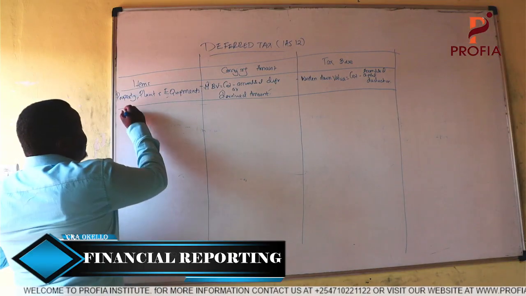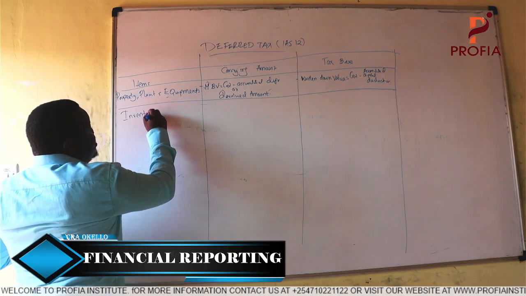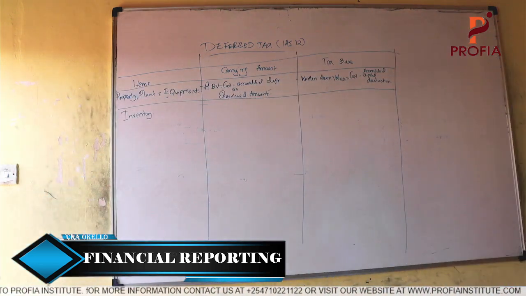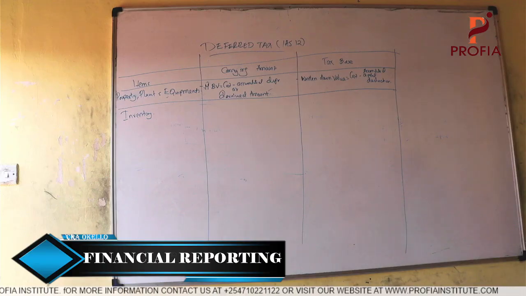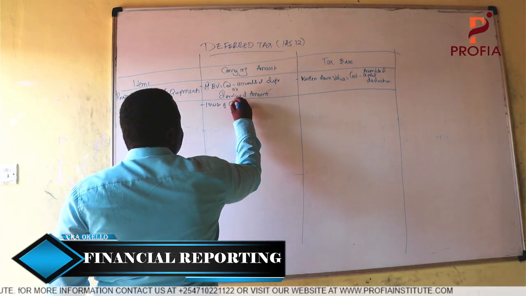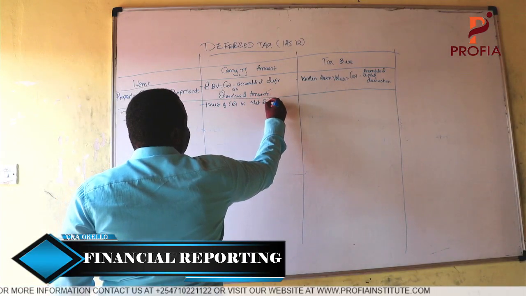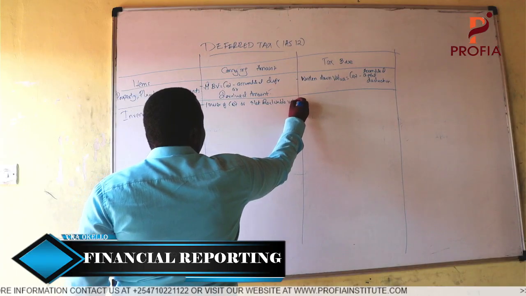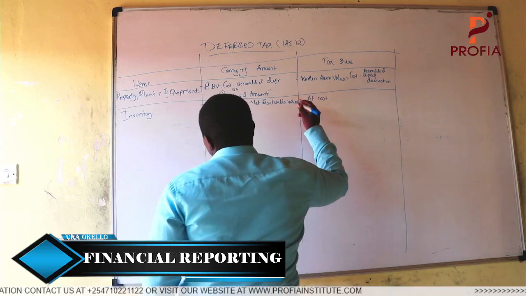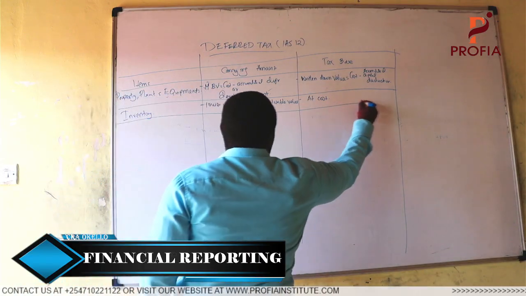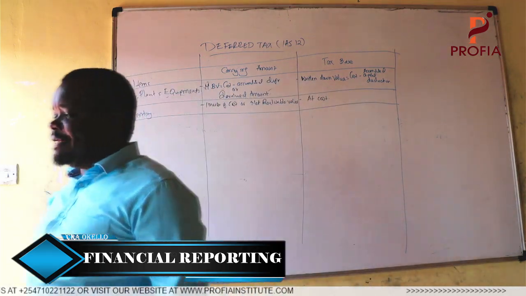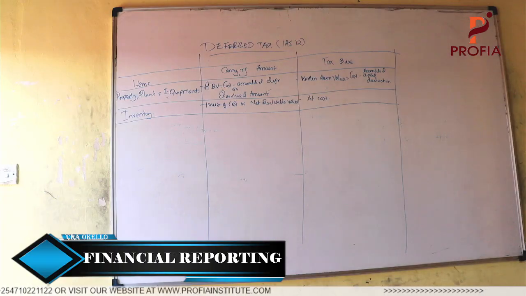So when you go to inventory, how do you value inventory at the end of the year? It is calculated at the lower of cost or net realizable value, while on the other side it is calculated at cost. We don't have anything like revaluation as far as KRA is concerned. It is simply at cost.